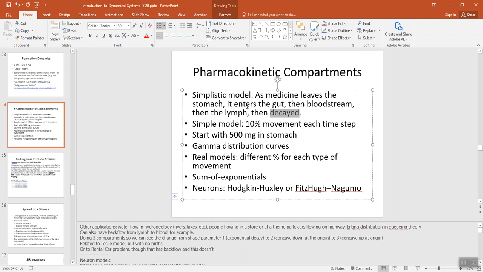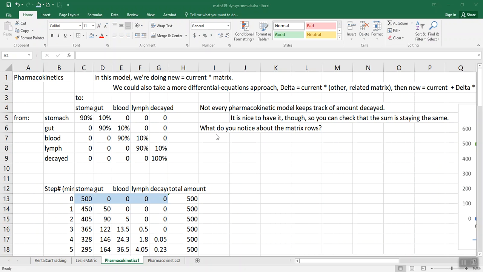And we're going to say, just for simplicity's sake, that 10% of whatever is currently in a compartment moves on to the next compartment at each time step. We'll start with 500 milligrams in the stomach. Remember, I'm not an actual doctor, so check with your real doctor about whatever dosage is safe for you. So let's go do this in Excel.